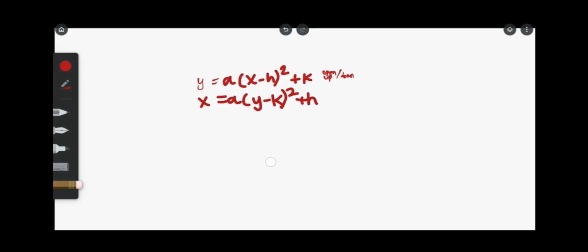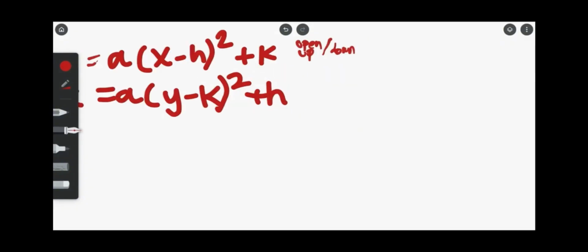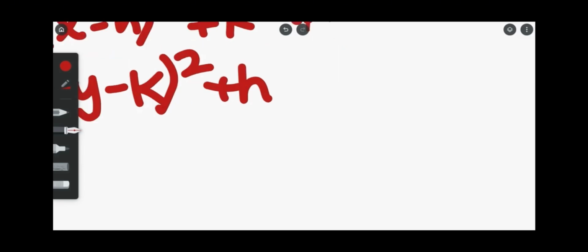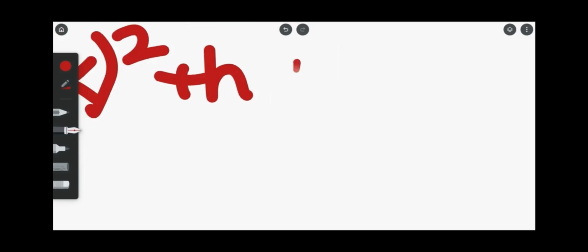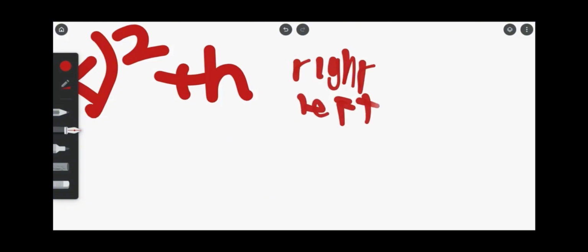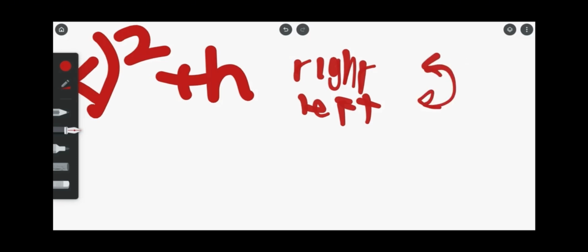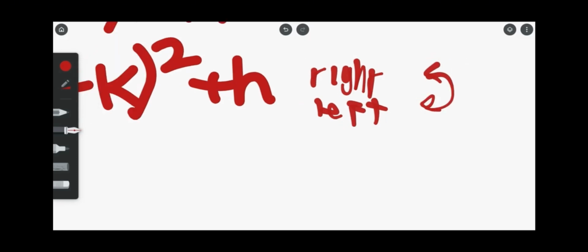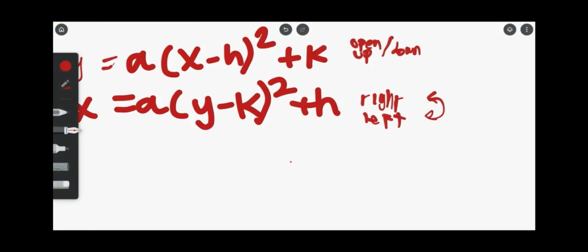Okay, and the other one will be left or right. If you want to remember this, just know that x is horizontal, y is vertical, so you can relate terms, words, whatever helps out. This one will be right, left, and it looks like this. It could also look like a C, but it sometimes looks like another C.